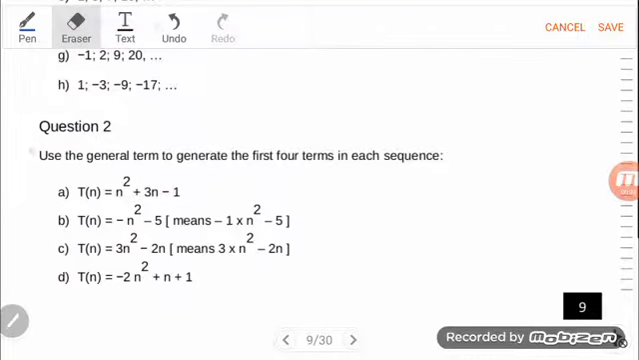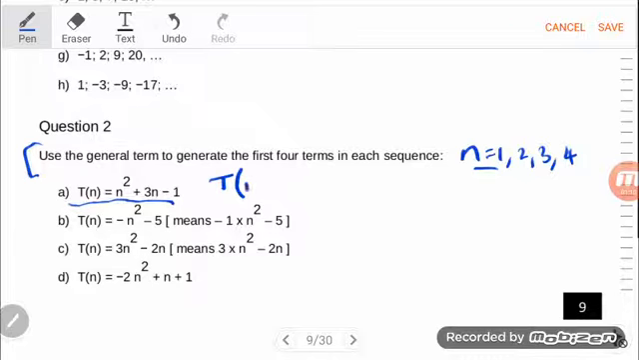Here you need to understand that when they ask, use the general term, remember the equation is a general term, to generate the first 4 terms in each sequence. So here they mean n is going to equal 1, 2, 3, and 4, not all at once, individually, okay? So when n is equal to 1, I'll show you. Every place we see the letter n in A, we're going to replace it with 1.